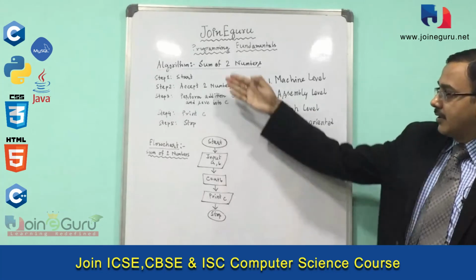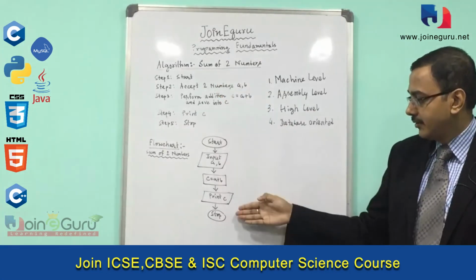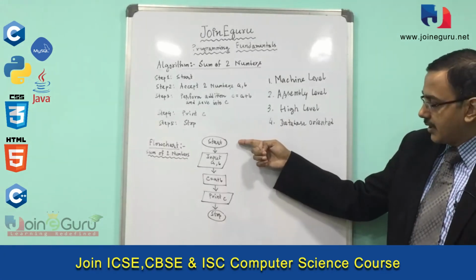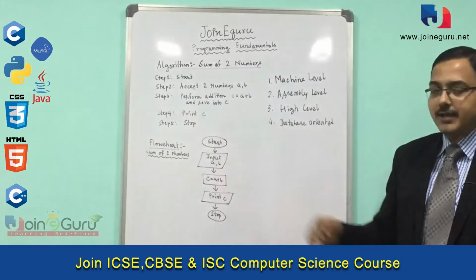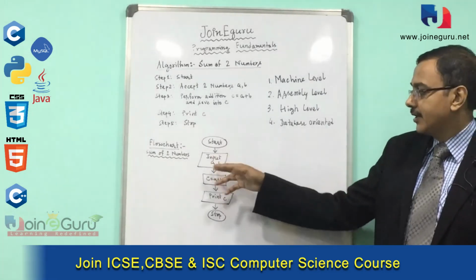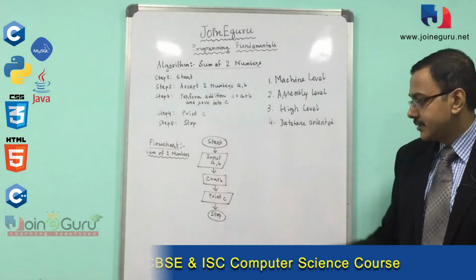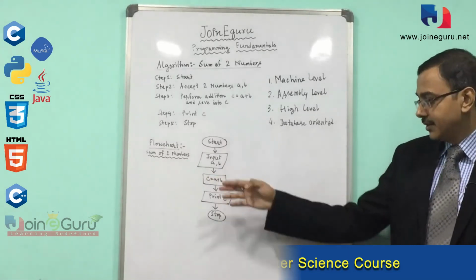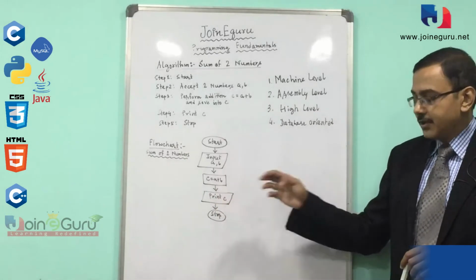And here the pictorial representation of the above algorithm is shown in this diagram. Here we start the process and after that we accept the parameters A and B, which is maintained by the parallelogram. After that we perform the addition in a rectangular pattern and store the result in the third variable C, print the data with the print command, and finally stop the process.